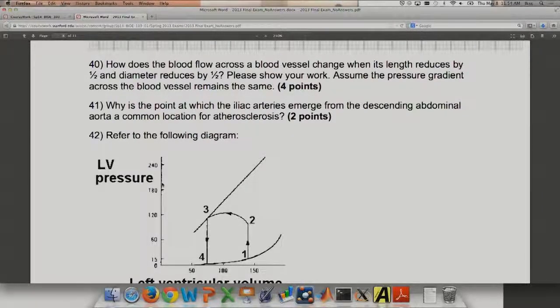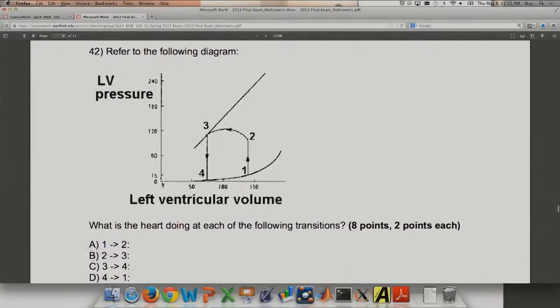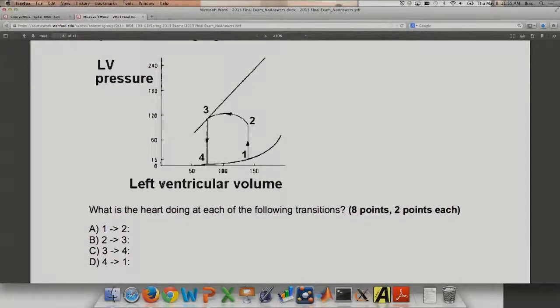So this one, refer to the following diagram, which is the PV loop of the left ventricle. What is the heart doing at each of the following transitions? What is the heart doing between 1 and 2? So think about it this way. Between 1 and 2, the pressure is increasing, but the volume is remaining the same. Not yet, because the aorta is closed. If the aorta was open, it would be ejection. This is isovolumic contraction, because the valves are all closed, but the heart's contracting. So the pressure rises, but no blood is able to flow out yet.